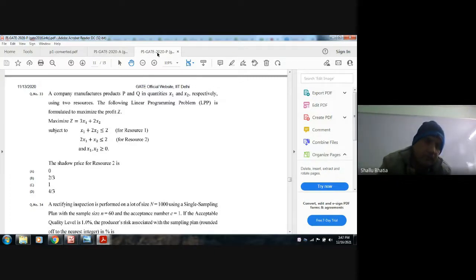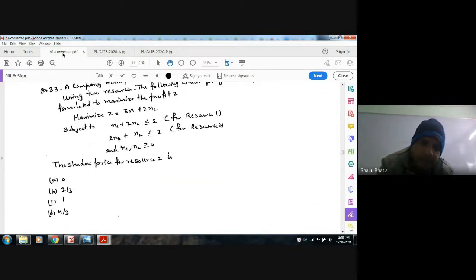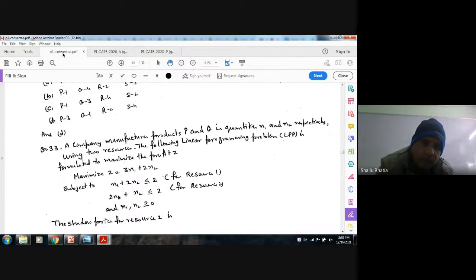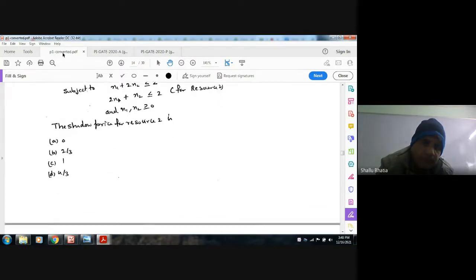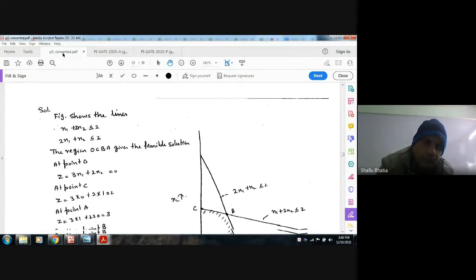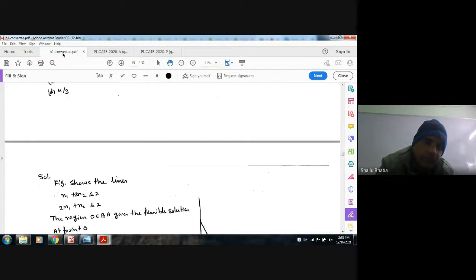The shadow price for resource 2 is: option A, 0; option B, 2 by 3; option C, 1; and option D, 4 by 3. First of all, we have to understand what is shadow price. So first of all, we take the given condition.